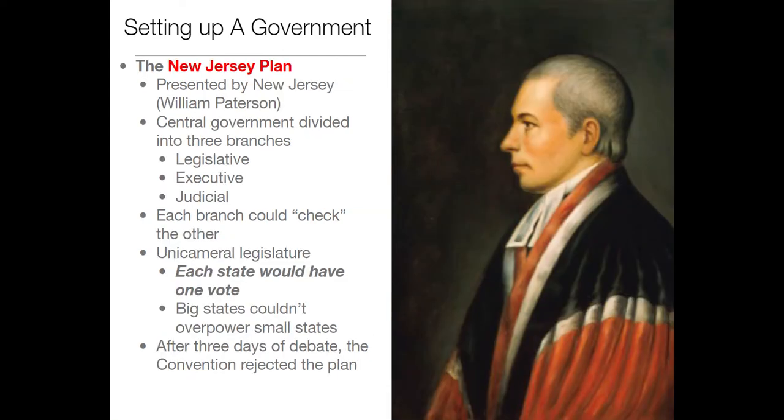Another plan was known as the New Jersey Plan, which was presented by the New Jersey delegate William Paterson. It also called for a central government divided into 3 branches: legislative, executive, and judicial. Each branch could check the other. But this one proposed a unicameral legislature, so only one house of Congress, and each state would have one vote. So it would not matter how many people lived in a state, how large or small a state was. Every state would be considered equal and get one representative, one vote. So bigger states could not overpower smaller states. After 3 days of debate, the convention rejected this plan.